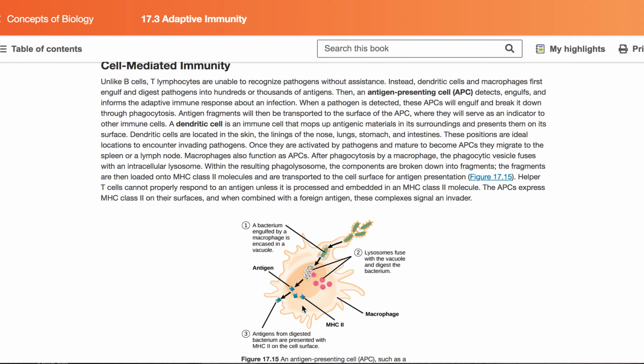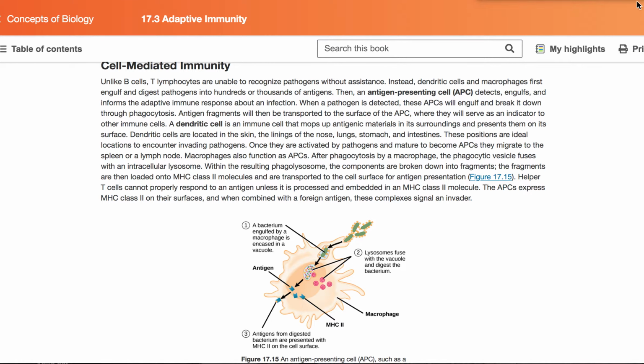Okay. So in cell mediated immunity, T cells can't recognize pathogens, but they can recognize an antigen. When they find antigens, they will engulf them and break them down. There are also dendritic cells that will mop up pathogens and present them on their surfaces.